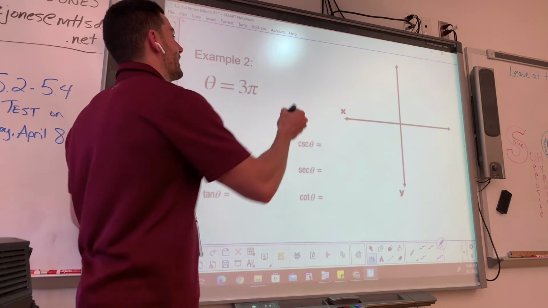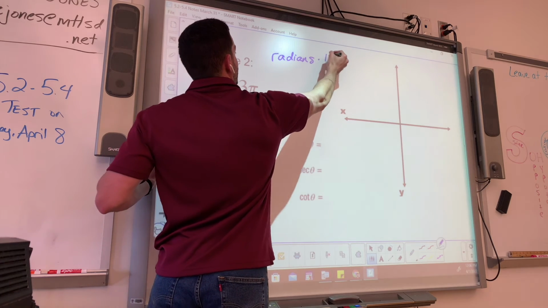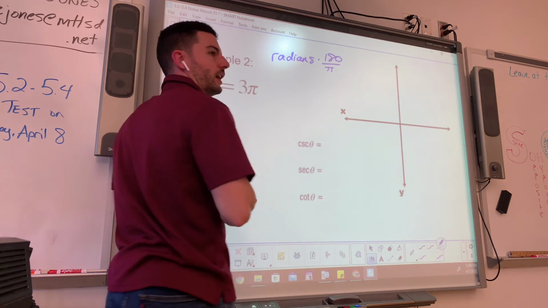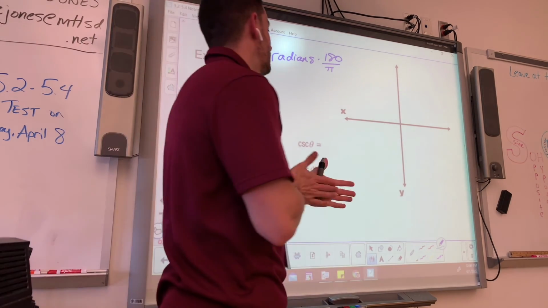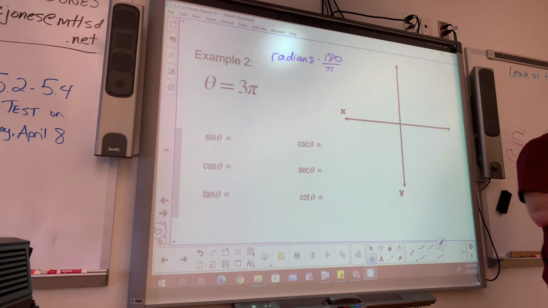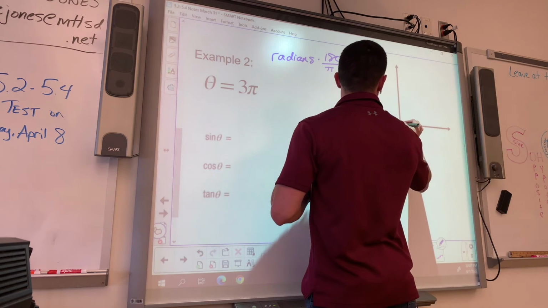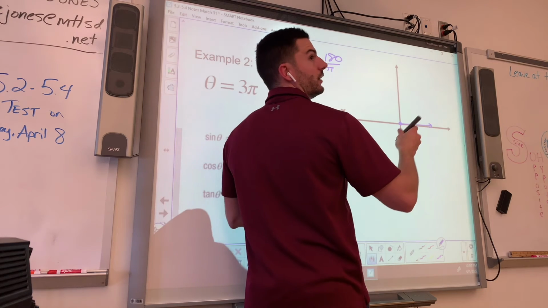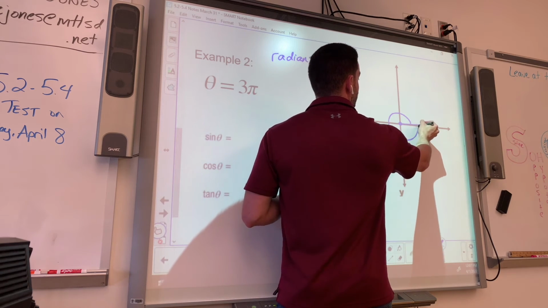Okay, so again, just remember this, because we haven't graphed a ton of angles in radians. You can always convert it to degrees by doing 180 over pi, right? That's always a thing. But this one isn't terrible. So we can think about how this would look on the graph. So what do you guys think? 3 pi. How would you describe what that angle would look like? Yeah, that's right. And so in terms of degrees, I think maybe 540.